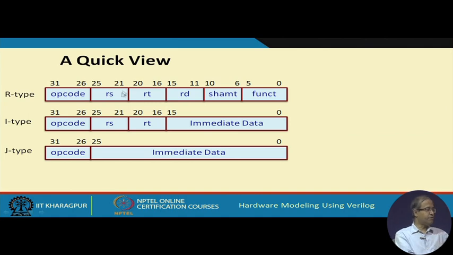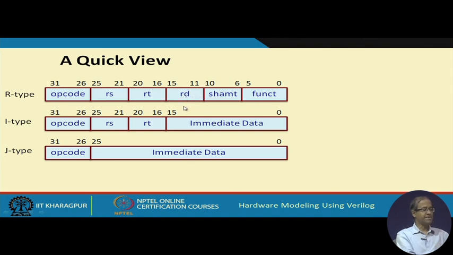So, a quick view of the 3 instruction encoding types. One thing you see, you forget J type because we are not implementing this, we are not looking at J type. But among the R type and I type, one thing is very clear: the first 6 bits are opcodes, the next 6 bits are always the source, the next 6 bits are sometimes a source, sometimes the target destination, and for R type the next 6 bits are the destination.